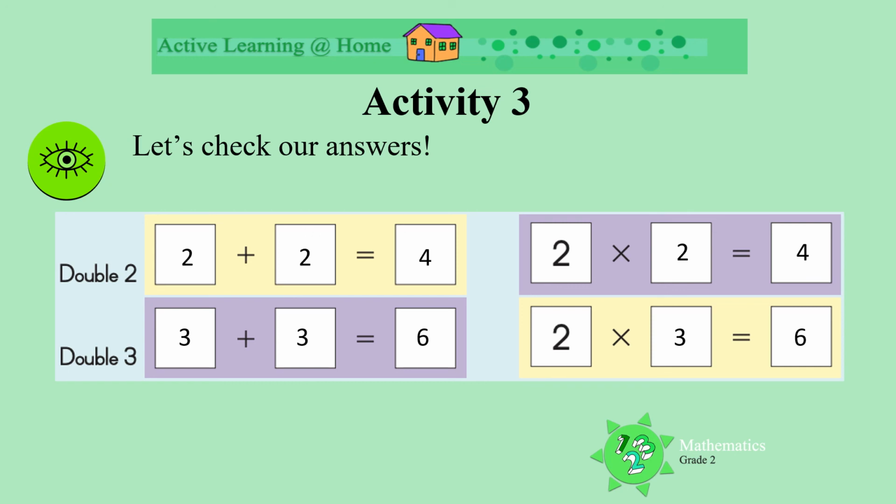You can check your answer by holding up 3 fingers on your left hand and 3 fingers on your right hand, and if you add them up, you will get a total of 6 fingers. That is the same as saying 3 plus 3, and we know that our answer is 6.